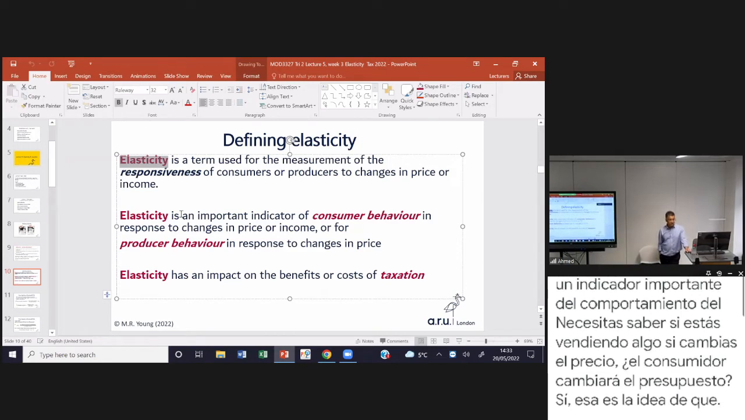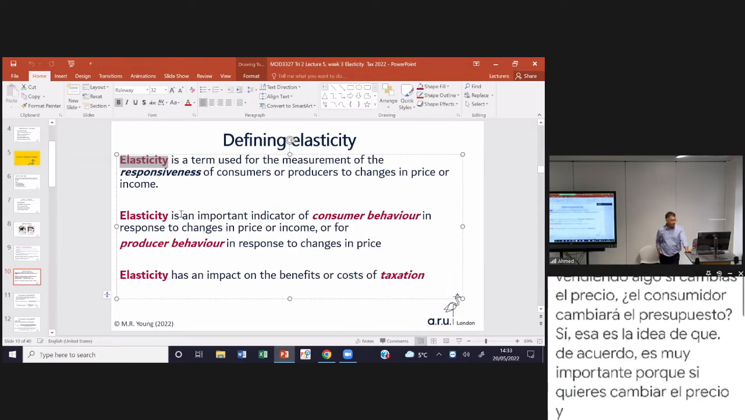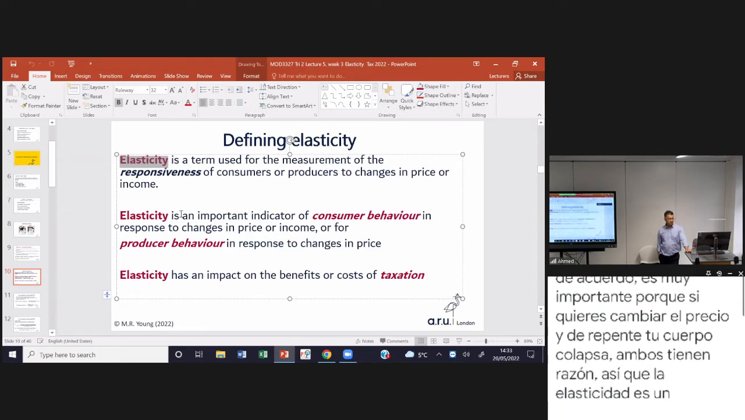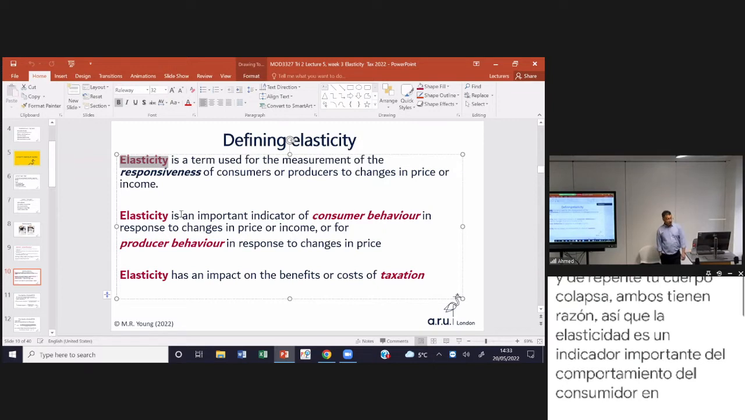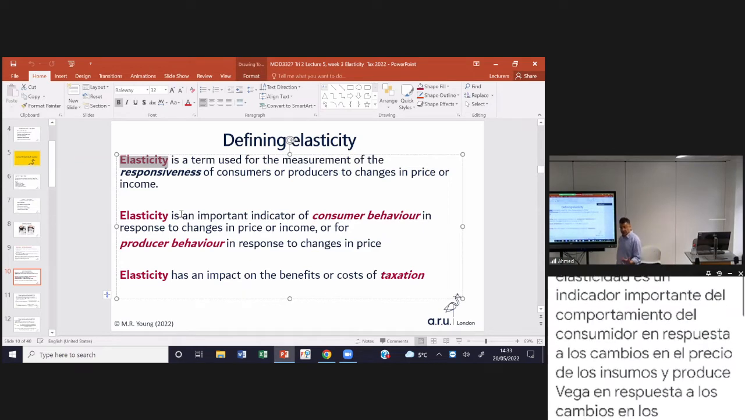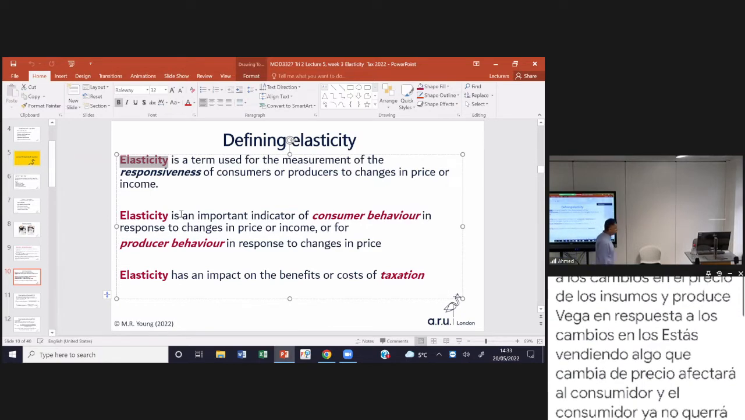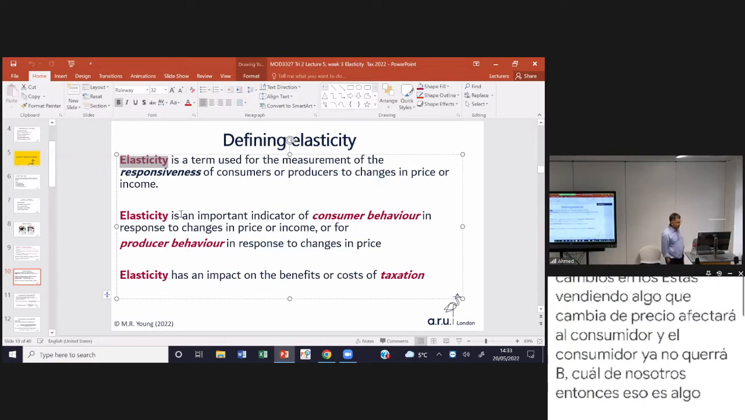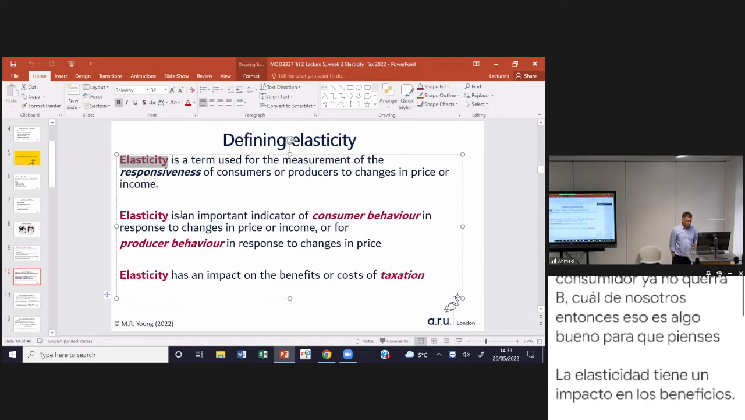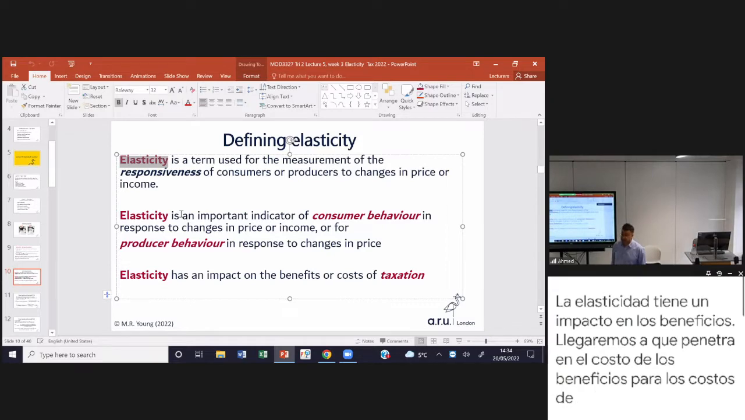It's very important because if you change the price and suddenly your market collapses, it's a very bad move, right? Okay, so elasticity is an important indicator of consumer behavior in response to changes in price or income, and for producer behavior in response to changes in price. If you're selling something and a change in price will affect the consumer and the consumer will no longer want to buy in sufficient numbers, then that's a good thing for you to think of. Elasticity has an impact on the benefits or costs of taxation. So that's another thing we'll look at right at the end of the lecture, about elasticity and taxation.